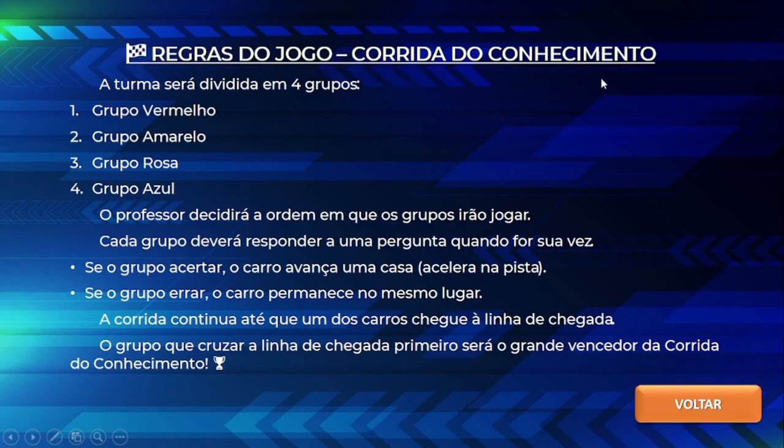Game rules, Knowledge Race. The class will be divided into 4 groups: red group, yellow group, pink group, and blue group. The teacher will decide the order in which the groups will start. So the teacher is the one who will decide which group goes first. How the teacher decides that is up to them, whether they want to do a drawing or ask a question and see who answers first, starts the game. That's how the game begins. So how will the teacher decide this? It's up to the teacher's discretion.